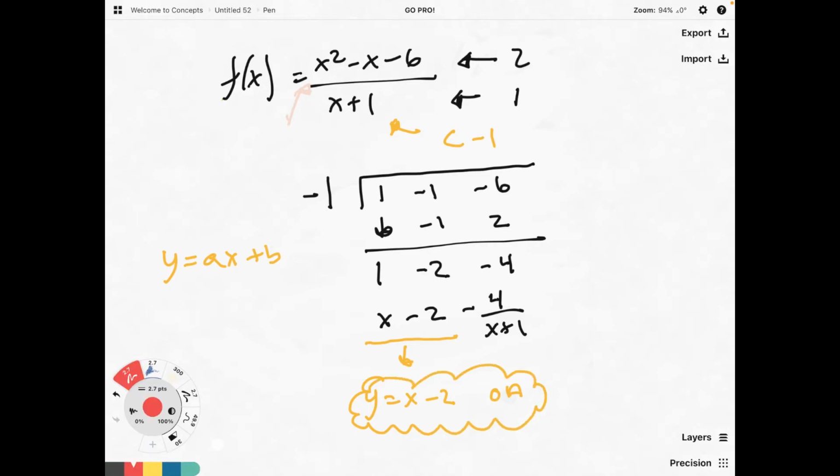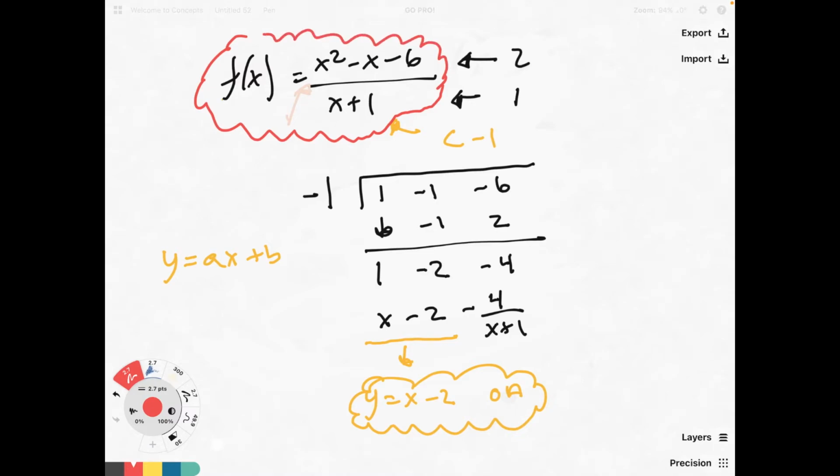So then we can say that the function f of x, x squared minus x minus 6 divided by x plus 1, has an oblique asymptote which is equal to y equals x minus 2. Which means this rational function will approach this line but will actually never touch this line. Again, we use synthetic division. However, if you're more comfortable, you're able to use long division and come up with the exact same answer.